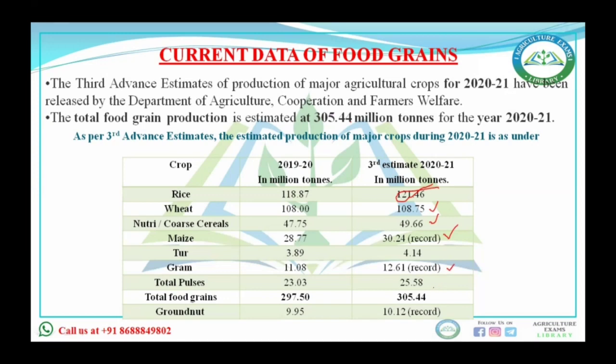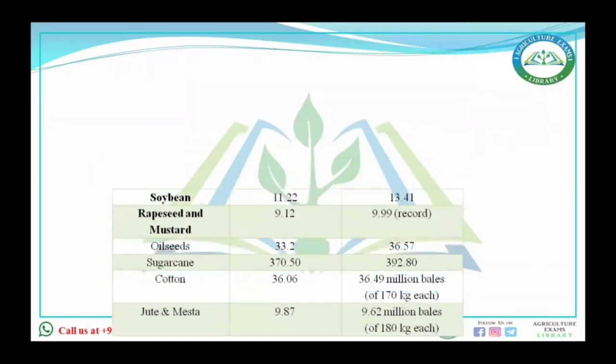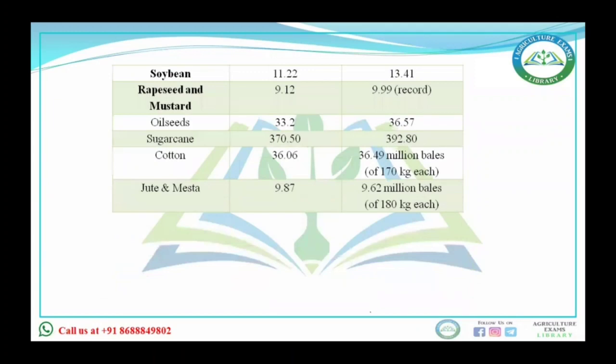As well as total pulses, it is 25.58 million ton, and total food grain production is 305.44 million ton. Groundnut is 10.12 million ton. This is also record production. When you talk about soybean, it's 13.41 million ton, and rapeseed and mustard is 9.99. That is also record production. Oilseeds, it's 36.57 million ton.